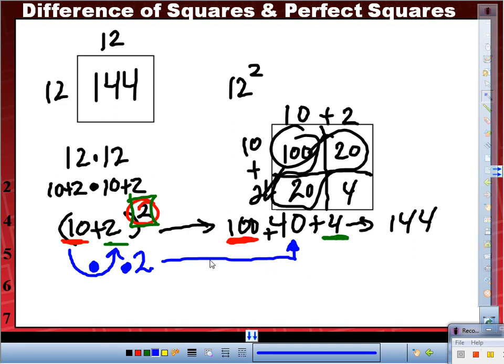Now let me voice it out. First term squared. What is 10 squared? 100. Second term squared is 4. That goes at the end.